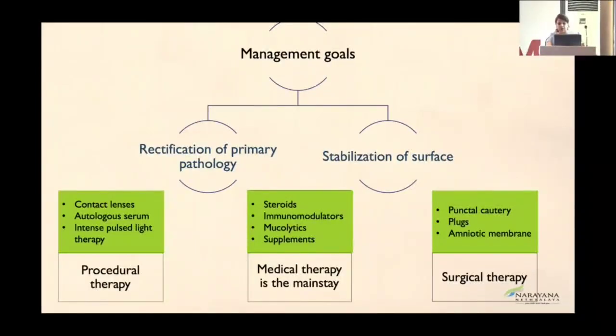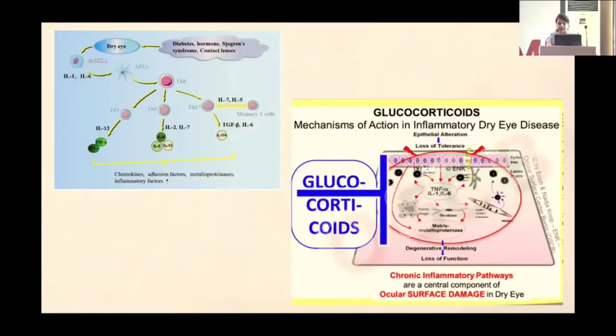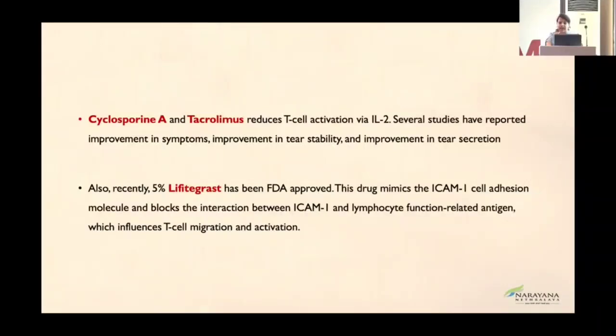Then you can also use contact lenses, autologous serum, intense pulse light therapy, punctal cautery, amniotic membrane, and the punctal plugs. Now, glucocorticoids, especially prednisolone acetate and loteprednol eye drops, they are anti-inflammatory and they act on all the chemokines, adhesion factors, inflammatory factors. They are an important part of treatment. You can add as a second drug cyclosporin A and tacrolimus. Cyclosporin A I prefer 0.05%, tacrolimus 0.03% topical, and a new drug, 5% lifitegrast, is also available.